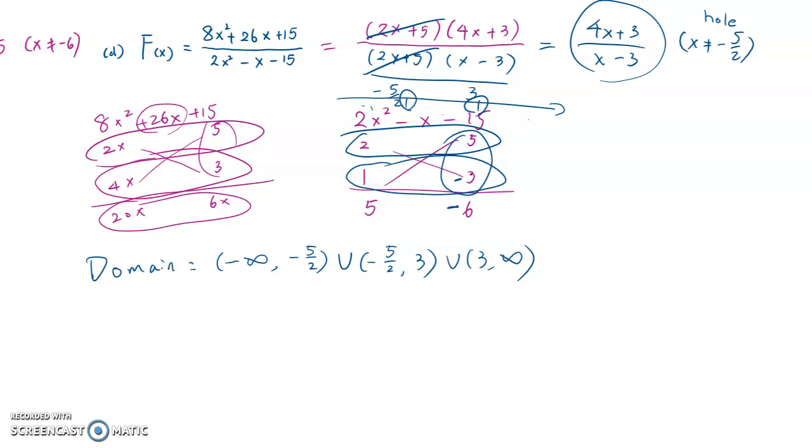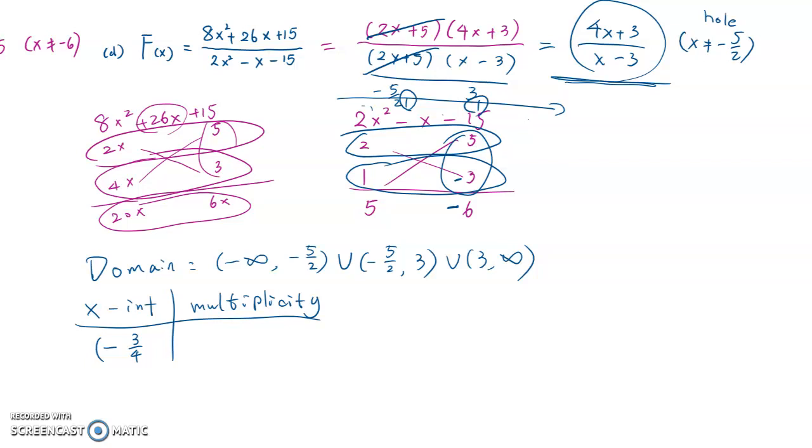Alright, so next, let's find the intercepts. Starting from the x-intercept and its multiplicity. For the x-intercept, we look at the simplified version of the numerator, which is 4x plus 3. So the zero for the numerator is negative 3 over 4. That will be the x-intercept coming from the numerator. The multiplicity for that is 1, which is odd.